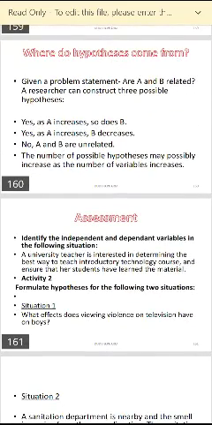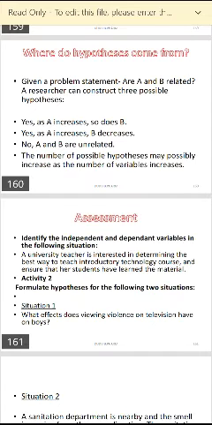Where do hypotheses come from? Given a problem statement, are A and B related? A researcher can construct three possible hypotheses. Yes, when A increases, so does B. And as we said when we discussed variables, you can see which type of variable these are. The change of one variable affects the other variable.